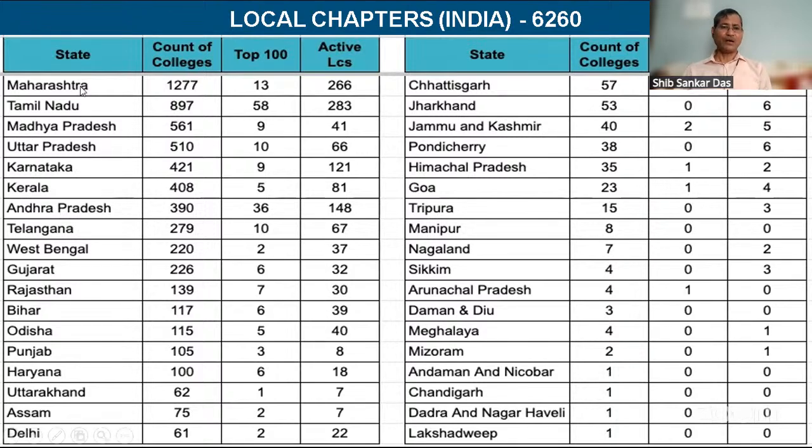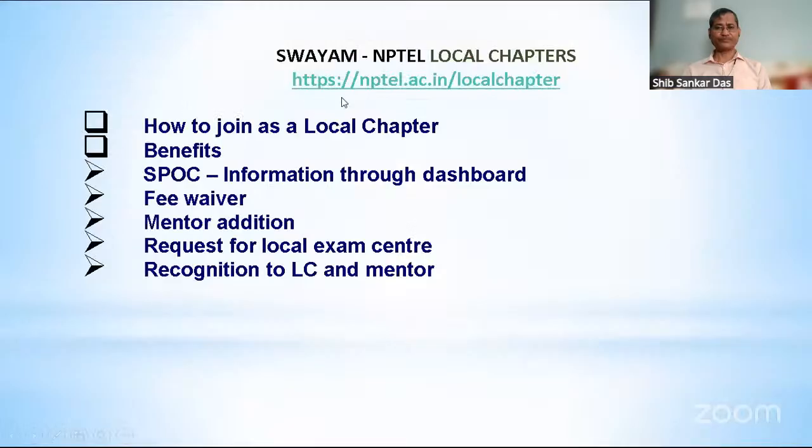The difference between Maharashtra and Tamil Nadu is that you find more local chapter colleges from Maharashtra, but even with a lesser number of local chapter colleges from Tamil Nadu, the number of colleges who are within the top 100 are more in Tamil Nadu, and the number of active local chapter colleges are also more there.